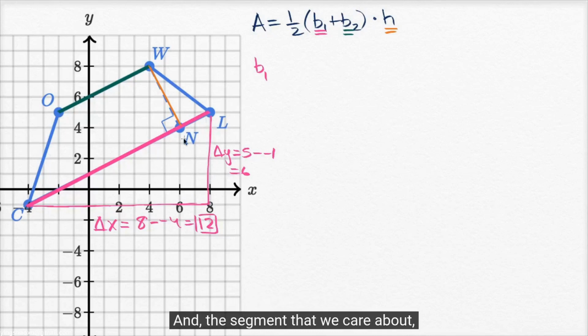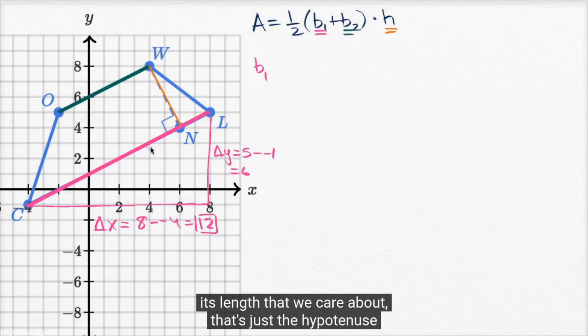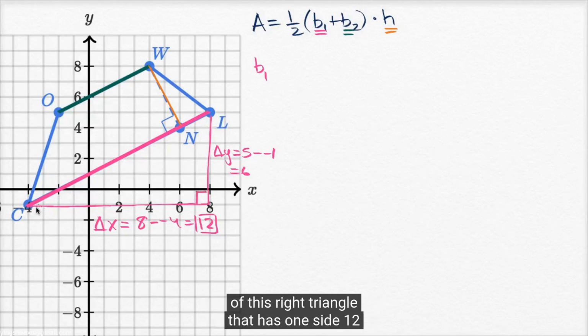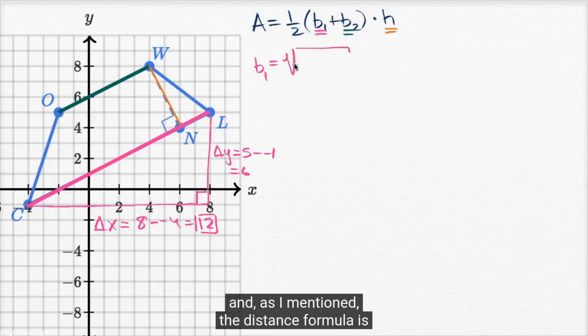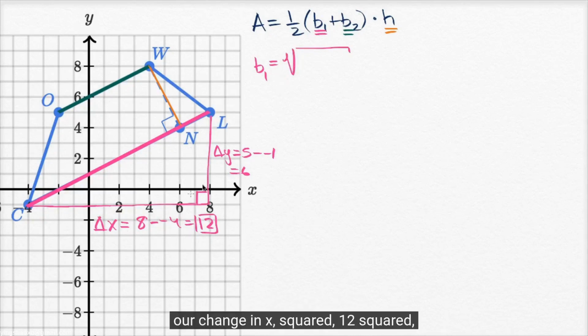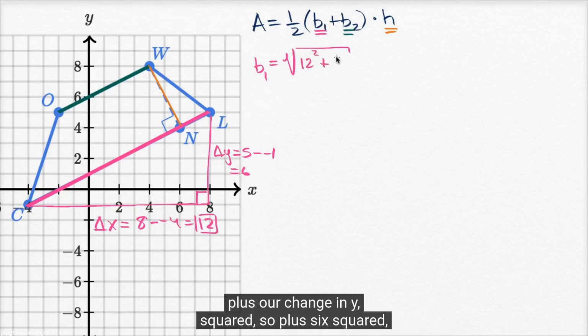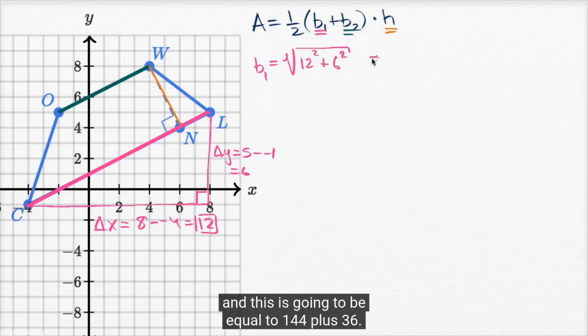And the segment whose length we care about is just the hypotenuse of this right triangle that has one side 12 and one side 6. So the length of that hypotenuse from the Pythagorean theorem, and as I mentioned, the distance formula is just an application of the Pythagorean theorem. This is going to be our change in x squared, 12 squared, plus our change in y squared, so plus 6 squared. And this is going to be equal to 144 plus 36.